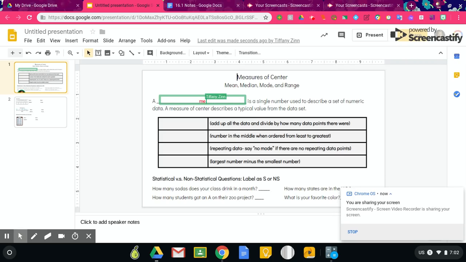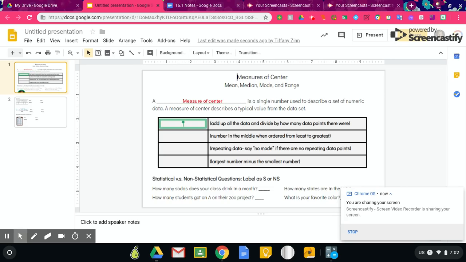So a measure of center is a single number that's used to describe numeric data. So if you look at an entire set of numbers, you can pinpoint one number to describe it. And a measure of center describes the typical value from the data set. There are different ways that you'll calculate the four of those: mean, median, mode, and range.